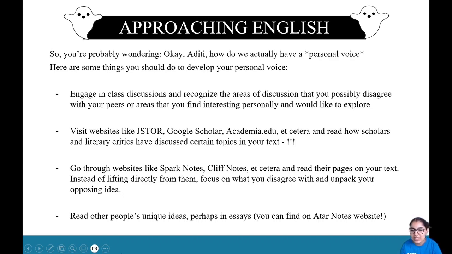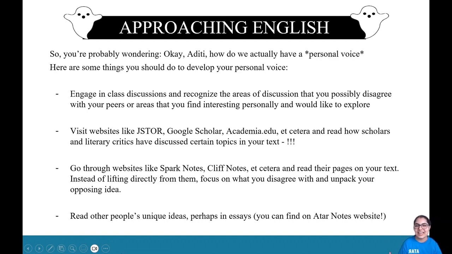Secondly, visit websites like JSTOR, Google Scholar, academia.com, .edu. These are websites where you can read scholars' and literary critics' articles, and see what ideas they have discussed about your topic. This is where you can access information from people who have done their masters and PhDs, and actually study these texts in a lot more detail than what we do in class, and consider their opinion and use it to add on to your own. So not use their opinion to make up for your lack of own opinion. We don't want to do that.